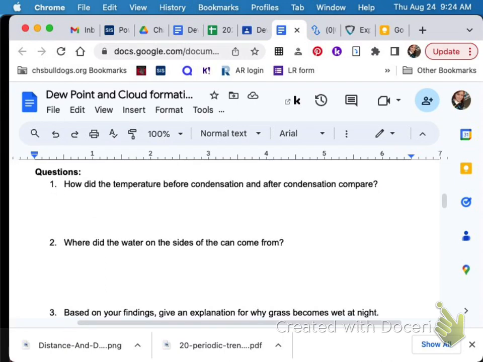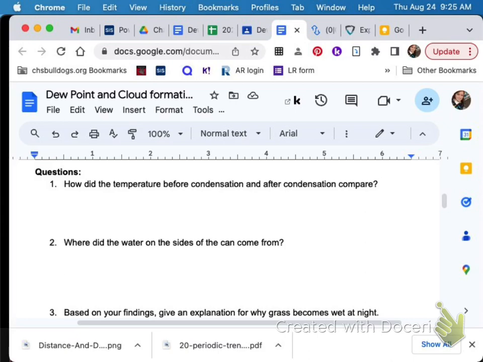So, how did the temperature before you had condensation compare to the temperature after condensation happened? Much colder. Okay, so you had to have a decrease in temperature. Where do you think that the water that was on the side of your bucket came from? It pulled moisture out of the air. Yeah, that's exactly right. It pulled the moisture out of the air.